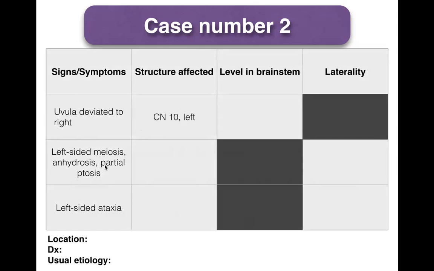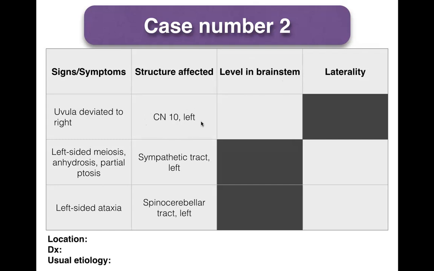Left-sided miosis, anhidrosis, and partial ptosis. This triad is what we refer to as the Horner syndrome, indicative of a lesion affecting the sympathetic tract on the left. Left-sided ataxia. This is again indicative of the spinocerebellar tract. Okay, so let's determine now the level in the brainstem.